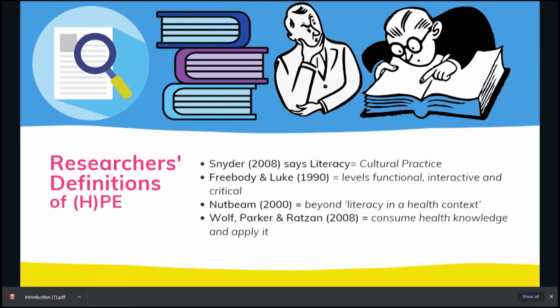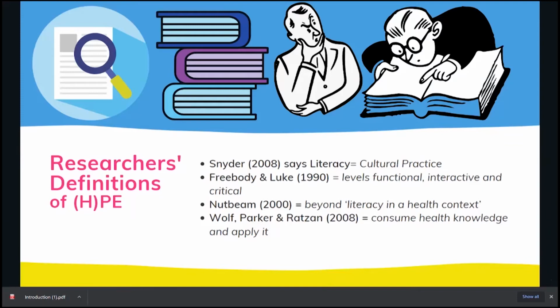He says that the progression through the three levels would be characterized by greater degrees of empowerment in decision making and engagement with personal and social action that can influence the determinants of health. Wolf, Parker, and Wilson in 2008 say that it's one's ability to obtain, process, and understand health-related information through websites, policies, and food labels, and utilize the information to make appropriate decisions.